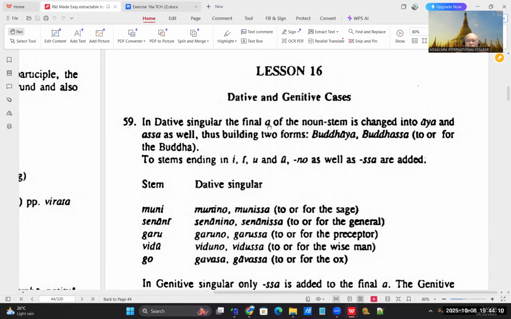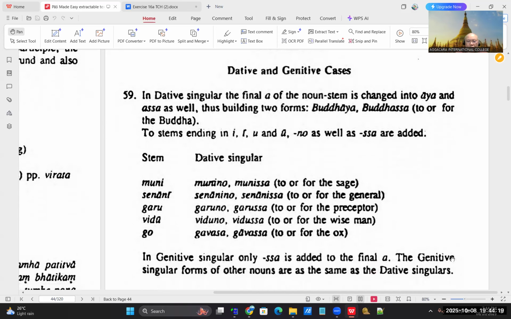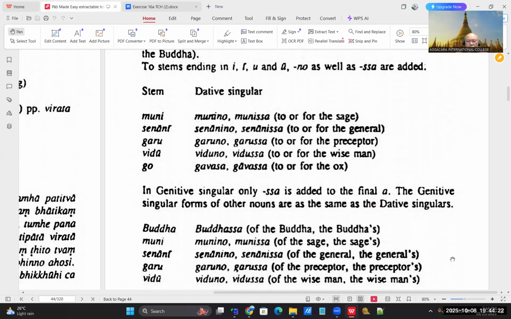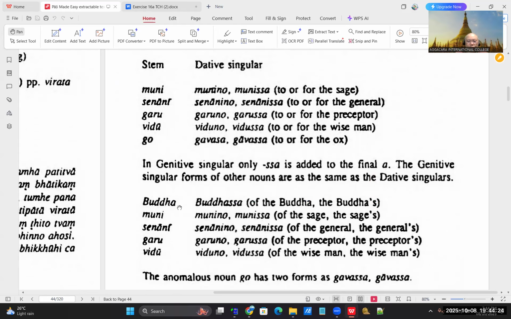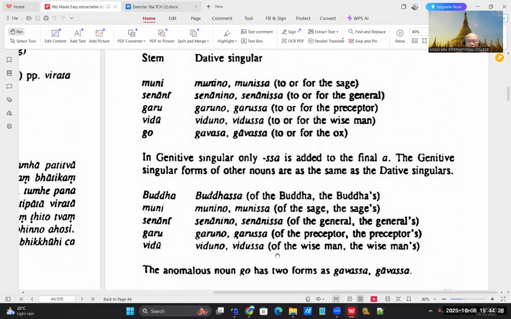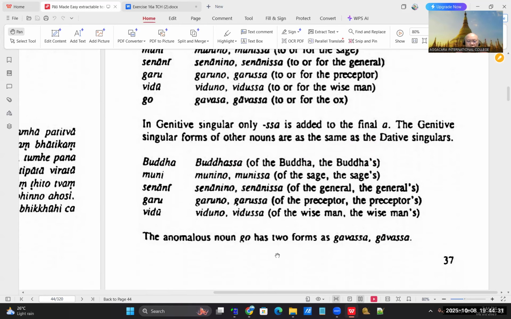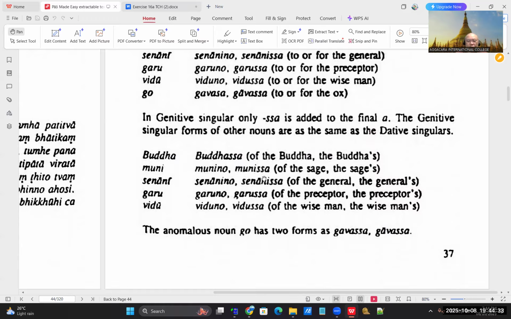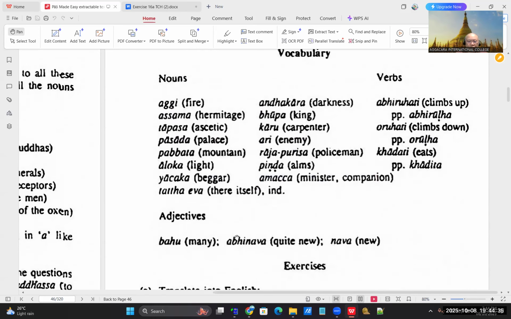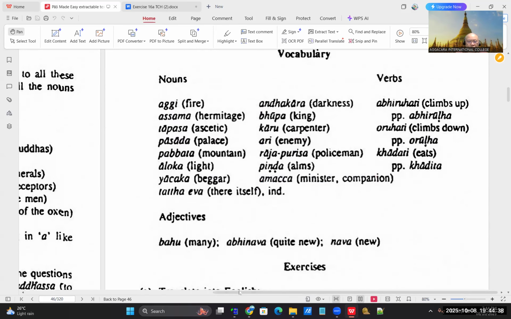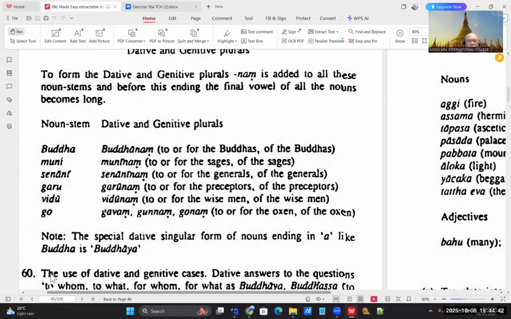So in the dative, the final a of the noun stem changes to aya and asa, as well as this one, building from budasa. All right. This is, I think, not so difficult. Same: Buddha, muni no. So there are two endings, no or sa. Okay. When you see this and then go to the exercise, I think we can see. I just want to see which is important, because I think you all already have some knowledge.